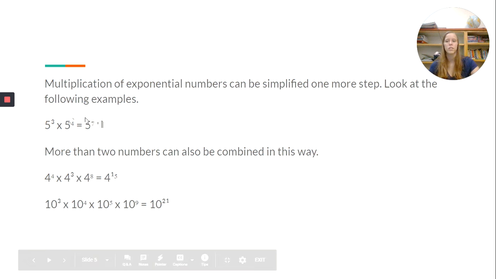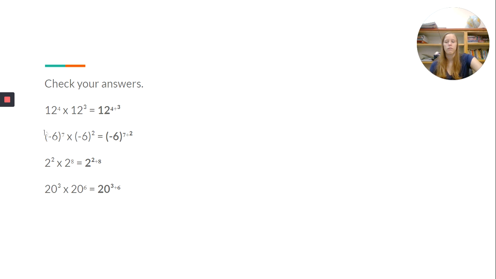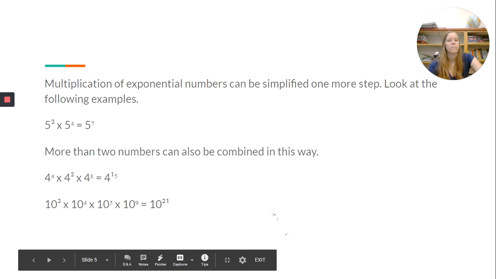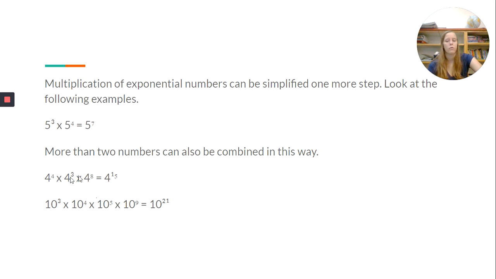Okay, so as I kind of already alluded to, they can be simplified one more step. So rather than just having those 4 plus 3, we can just write 7. You also can combine more than one number. So if you have 3 fours that all have the same base, which they do, you add all 3 of their exponents. So 4 plus 3 is 7, plus 8 is 15, so we get 4 to the 15th.